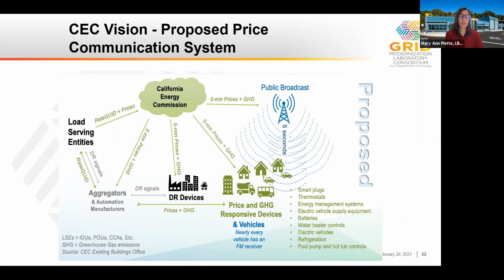So that we are in the process in California of looking at the automation technology required for this kind of system. And you'll see a list there: smart plugs, thermostats, energy management systems, EVs, batteries, water heaters, refrigeration. So this is an effort that's underway, and Andrew's leadership, Commissioner McAllister's leadership, has been a driving force in moving towards this prices to devices capability in California. Go ahead to the next slide.